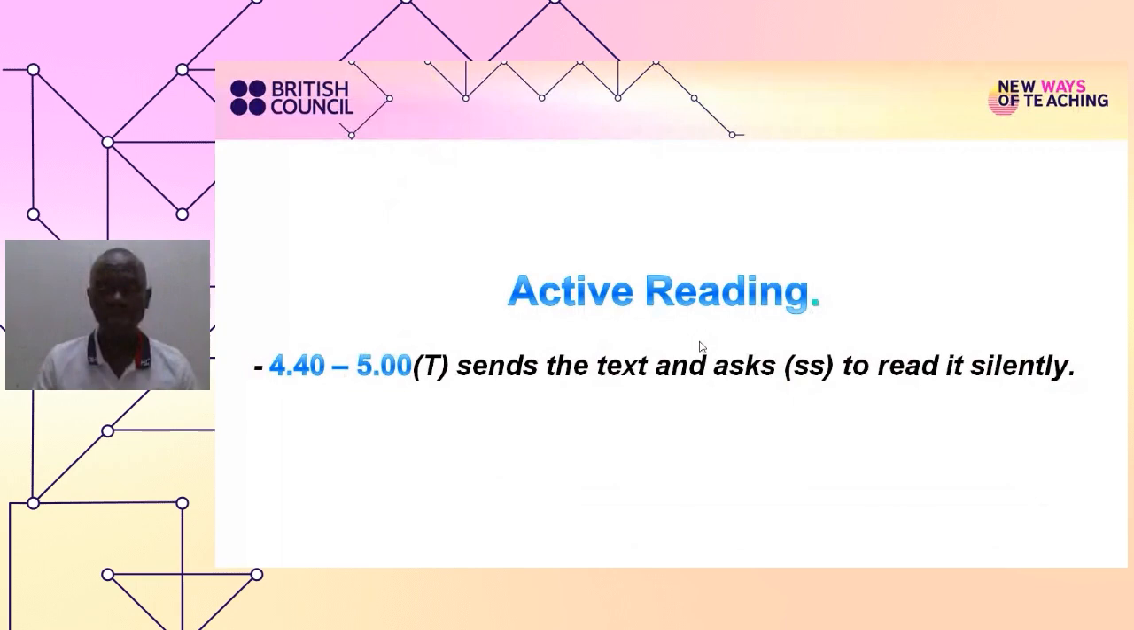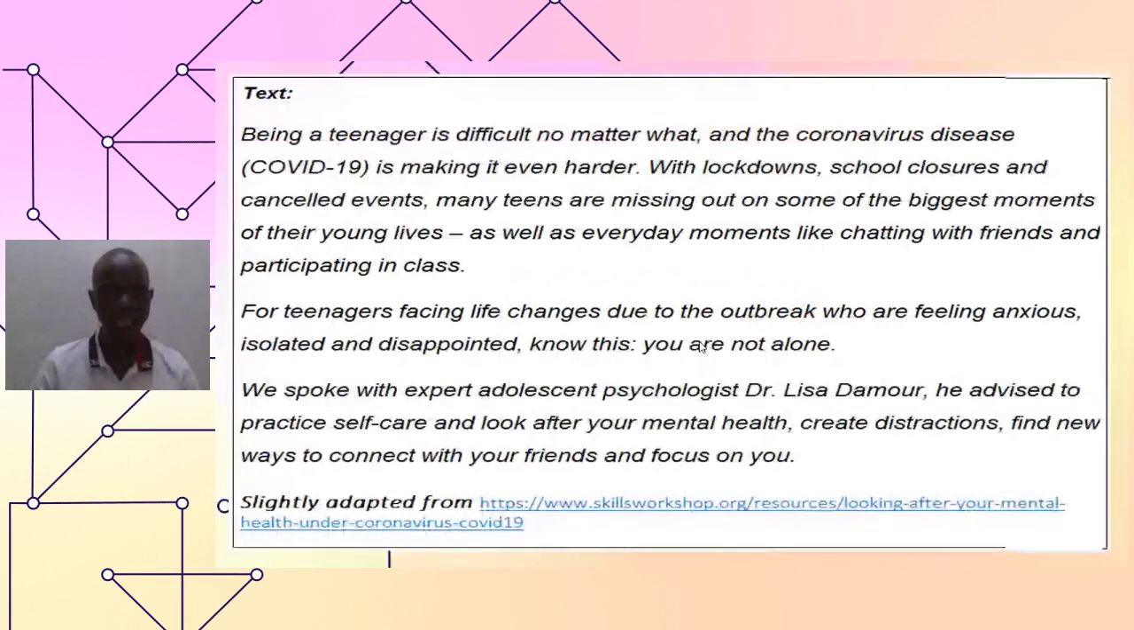Now I have dealt with the vocabulary. Now I'm going to do the active reading. Then I send the text. Remember, the text should be in picture format. I had it in word format, and then I have to transform the word format into picture format. And here is the text that I have. Being a teenager is difficult no matter what, and the coronavirus disease is making it even harder with lockdown, school closure, etc.